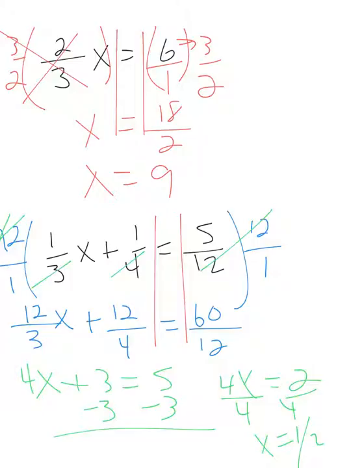You can also still solve this last one by just changing everything to twelfths. Instead of 1/3 x, you could do 4/12 x plus 3/12 equals 5/12, and just subtract that way.